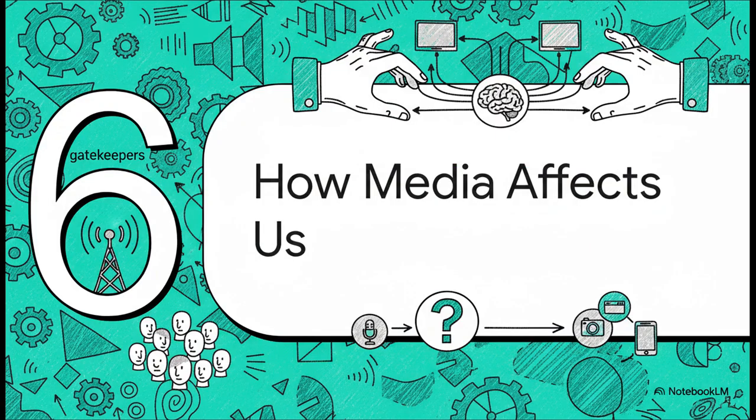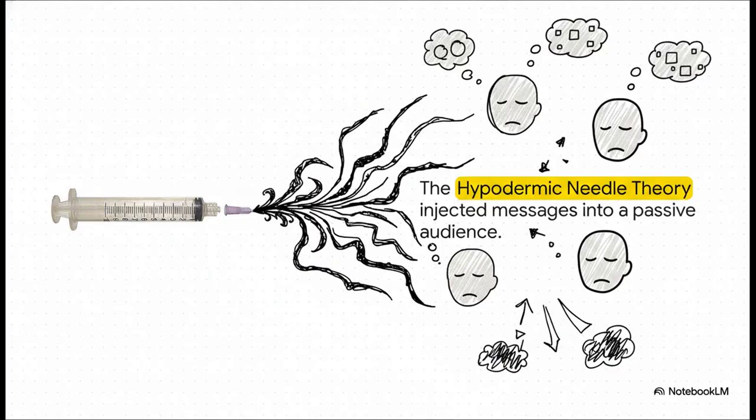So we've got these incredible technologies performing these core jobs, all managed by gatekeepers. This leads us to the final and most crucial piece of the puzzle. How does all of this actually affect us? Early on, researchers had a very simple and frankly a pretty scary idea. It was called the hypodermic needle theory. They basically believed that media messages were like a drug, injected directly into the minds of a passive, helpless audience, who would then just react in totally predictable ways.